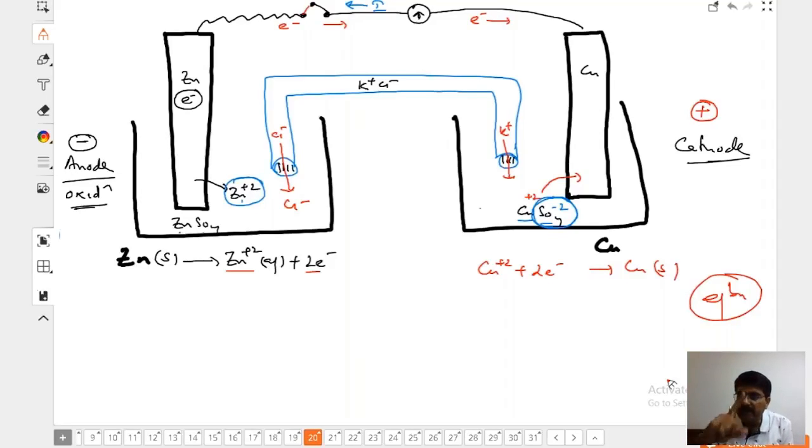When the system attains equilibrium, it is coming from thermodynamics, delta G will become zero. E cell will become zero, which we will tell you how to measure. This is the working of the electrochemical cell.